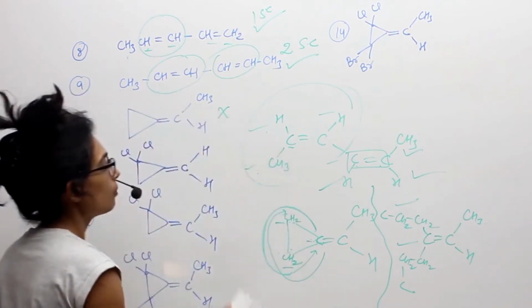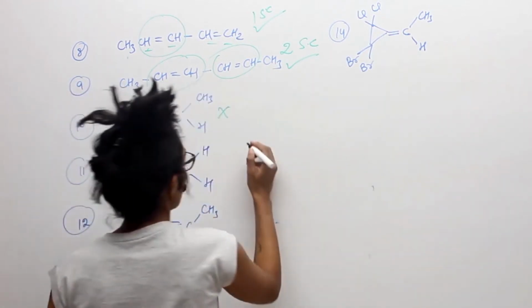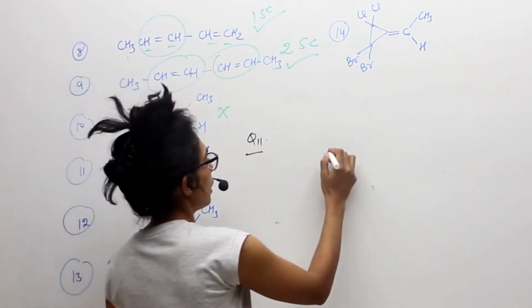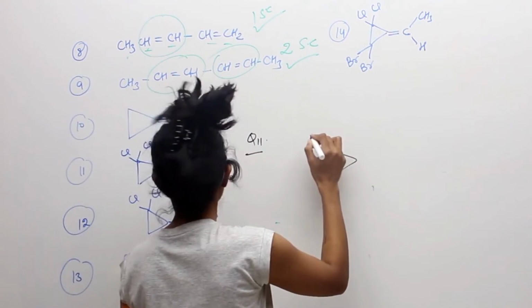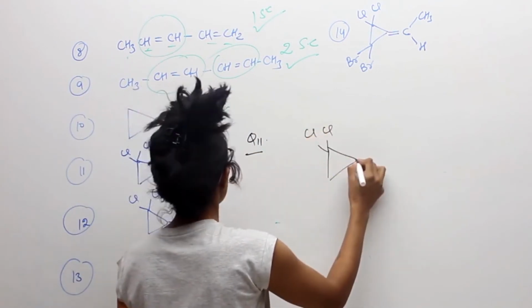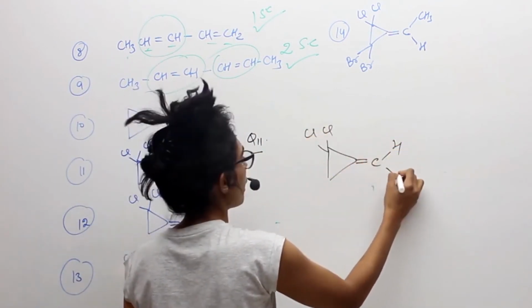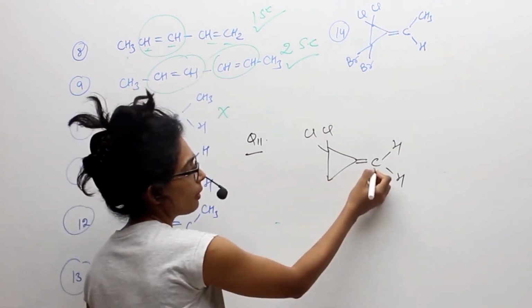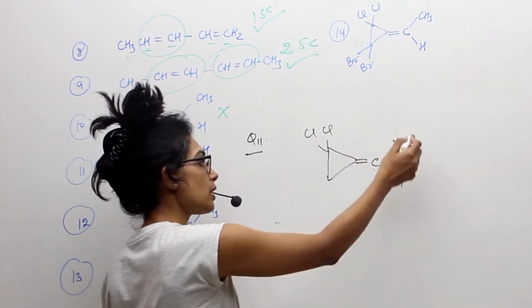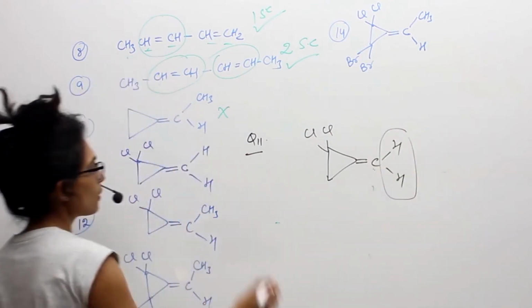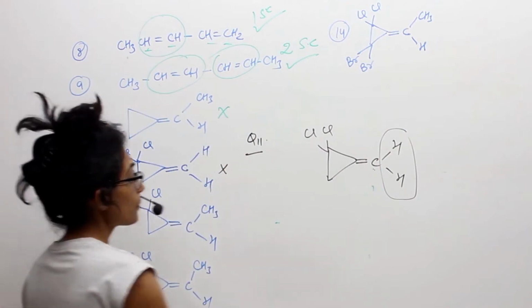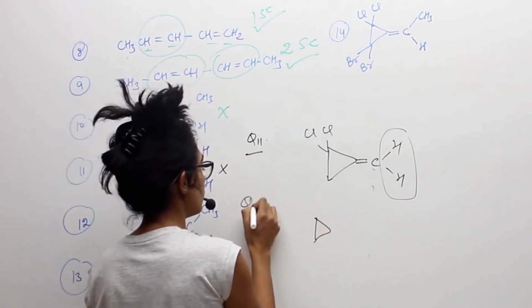Now come to the next question. Now we'll talk about question number 11. Now again I have a cyclic system over here. I have Cl, I have double bond carbon, hydrogen and hydrogen. Do I really need to open this chain? I would open the chain when this carbon double bond carbon has two different groups. Here this carbon itself has two same groups, so this will not show the geometrical isomerism.